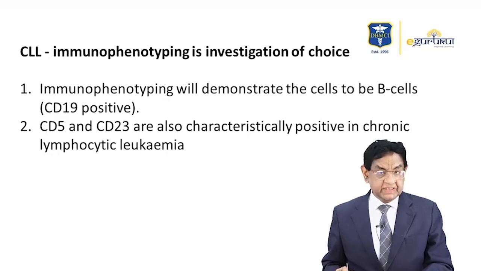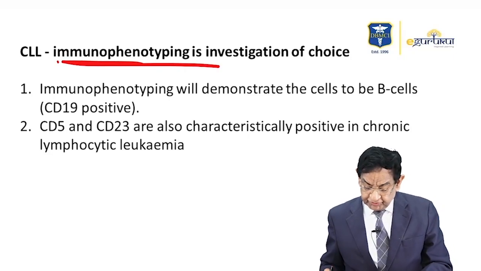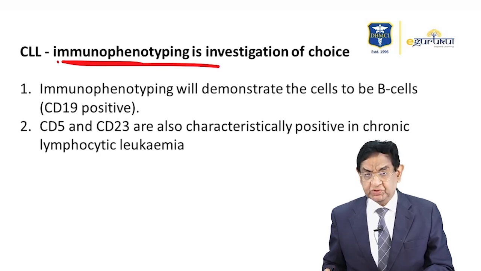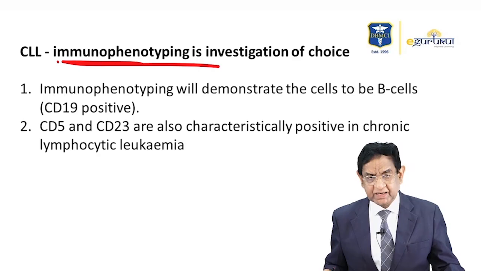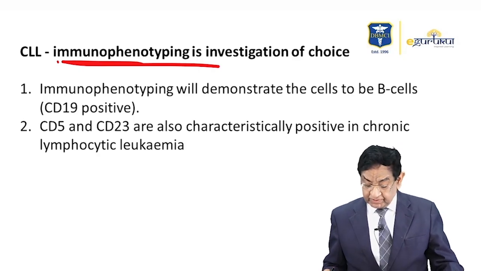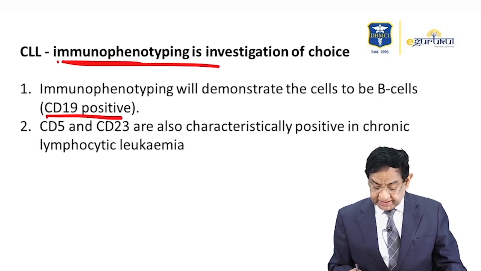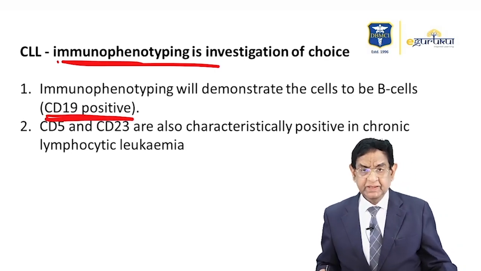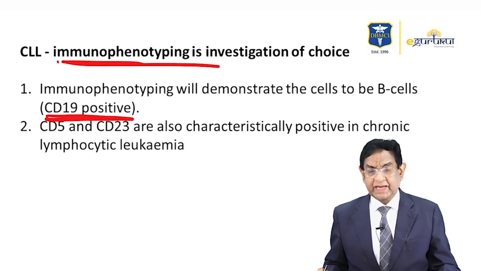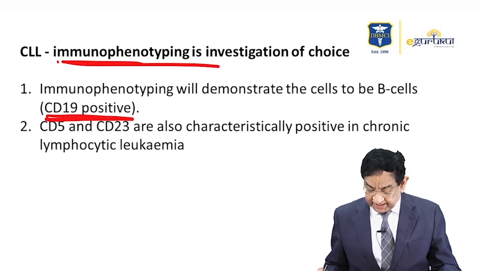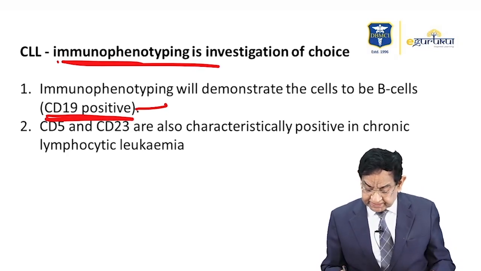So in CLL, immunophenotyping is the investigation of choice, which is going to help us in making a better diagnosis. So what will we get if we do it? We will get CD19 positive. When we are doing immunophenotyping, we want to know what type of CD cells are there, CD19. Of course, this is a B cell marker.